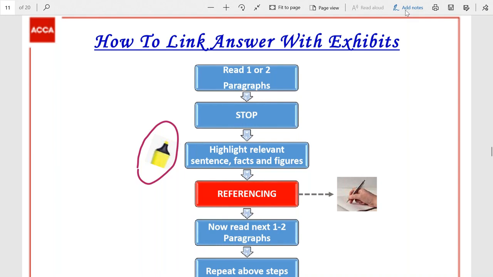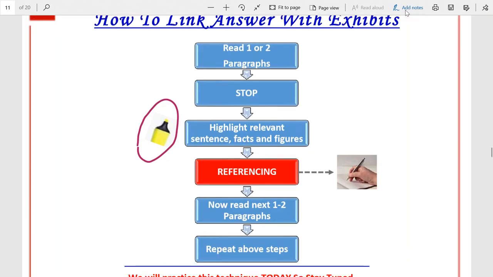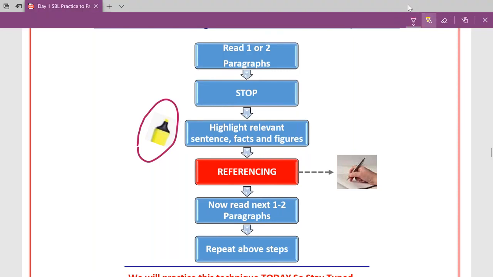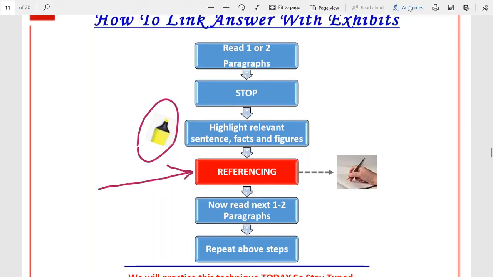As opposed to underlining, I prefer highlighting. Okay, so once you have highlighted, that's not enough. The most important thing is the next thing, which is called referencing. This is where most students struggle, and this is where my suggested technique is, that you need to do referencing. Now, what do I mean by referencing?